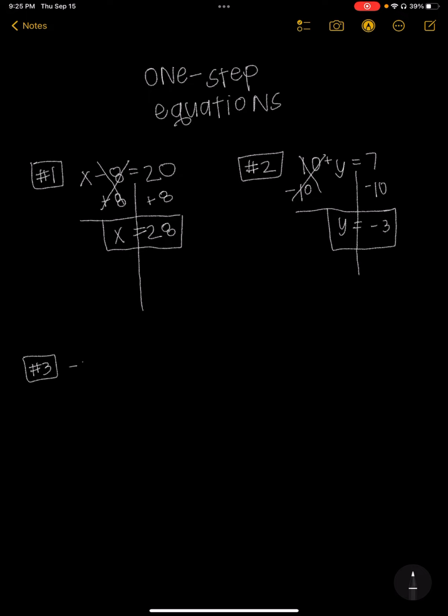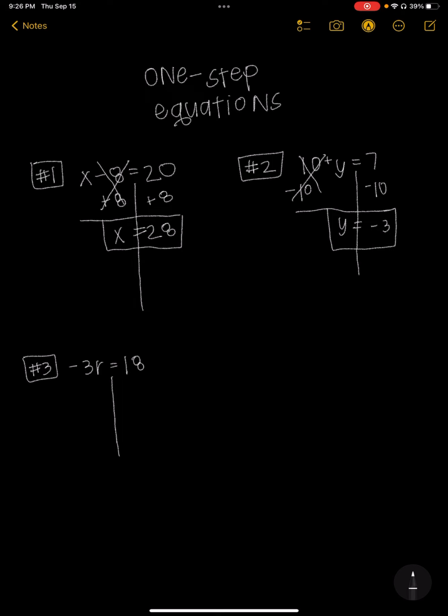So this example is negative 3r equals 18. Okay, once again, first step, draw a line down the middle of the equal sign. Now what we're going to do, we have to get rid of this negative 3 because the negative 3 is on the same side as the r. Now, this is a little bit confusing because we're used to seeing this negative sign or this minus sign and saying, oh, because it's minus, we have to add.